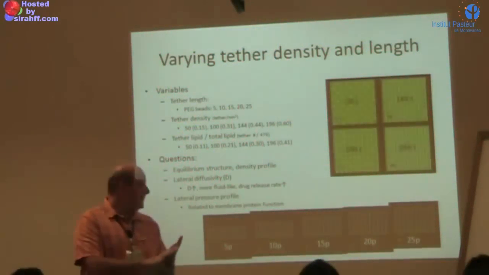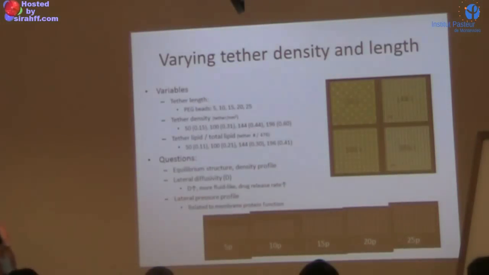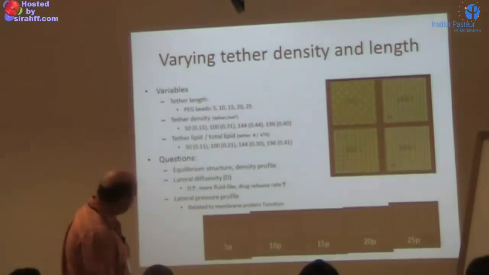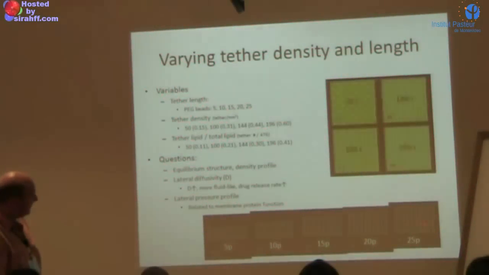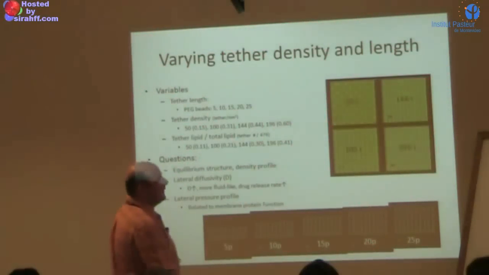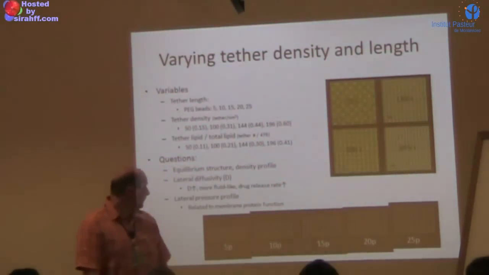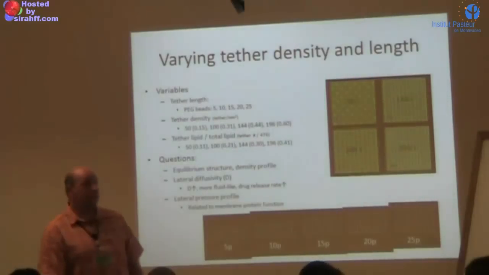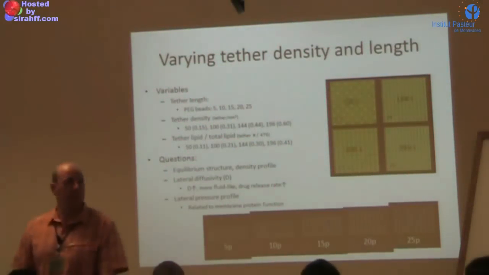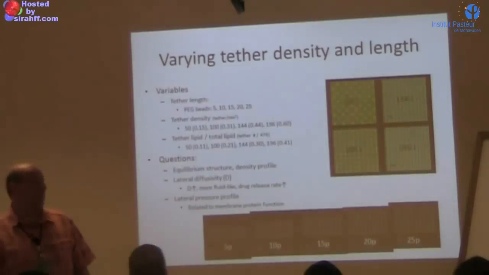Whatever lipids you want to use, and so on. We started with looking at tether length and grafting density. So you can make these tethers differently long, between 5 and 25 in this case. The unit mapping is essentially 1 to 2, so one coarse-grained PEG bead is 2 effective PEG monomers in experiments.